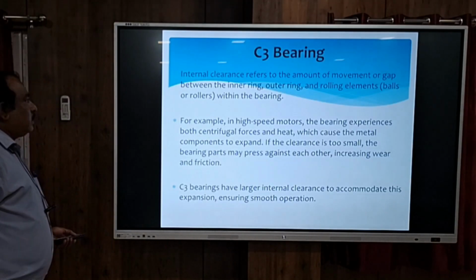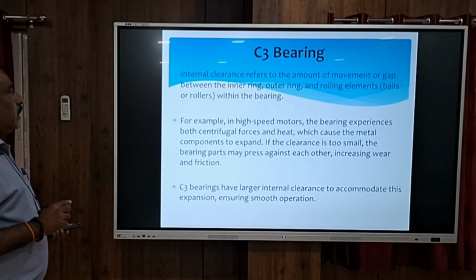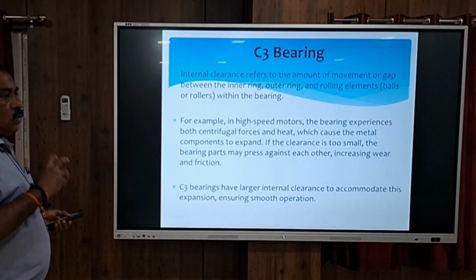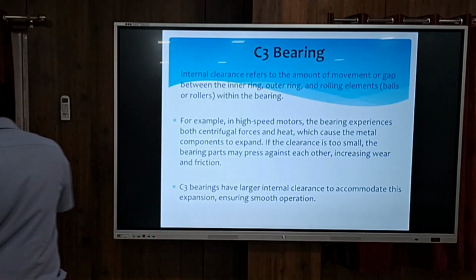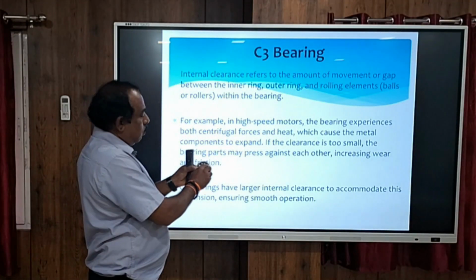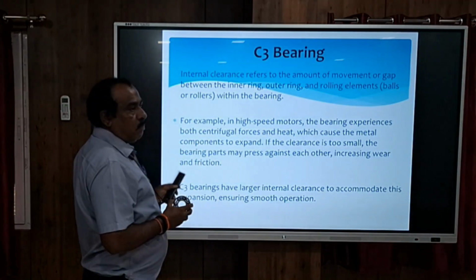And internal clearance refers to the amount of movement, the gap between the inner ring, outer ring, and the rolling elements. The rolling element, it is the gap between the outer ring and the ball, and then this clearance. That is only this experiment within the bearing.